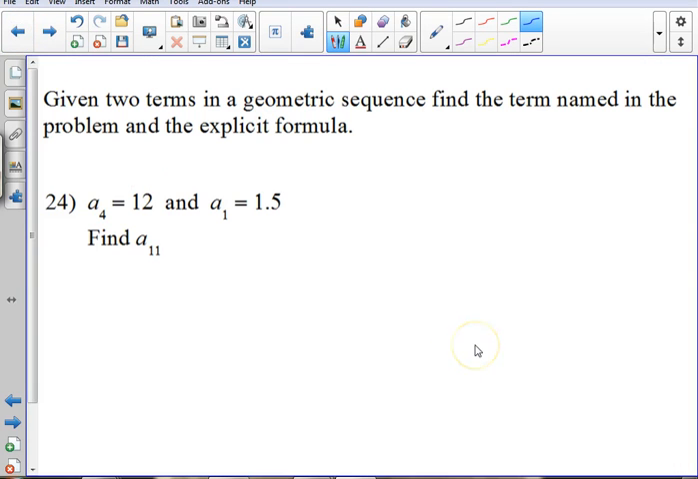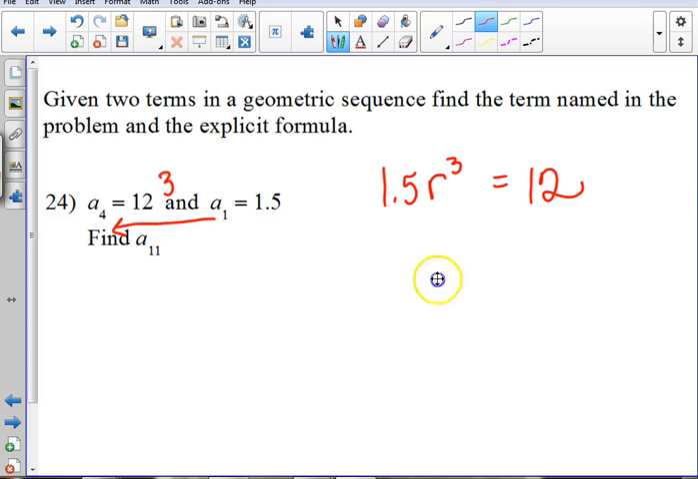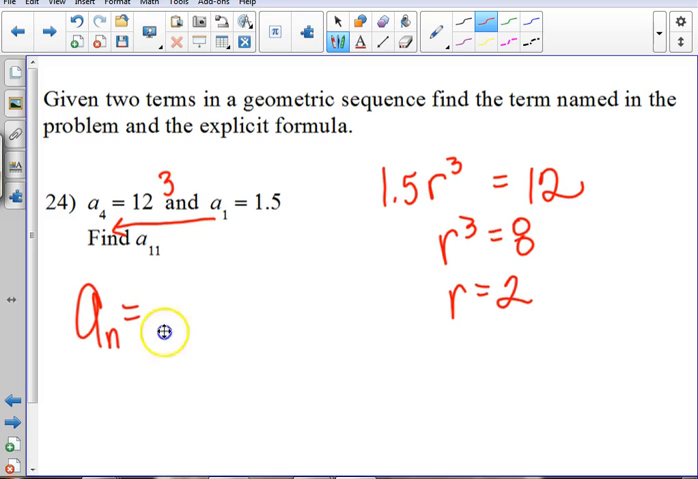Okay, last one. Oh, they tricked me. They trick you? This is the first term. They listed it back here, right? So 1.5 was multiplied by r how many times to become 12? Okay, three terms in here. So 12 divided by 1.5 is 8. Well, they're not very creative. What's r again? 2. What's the explicit form look like?